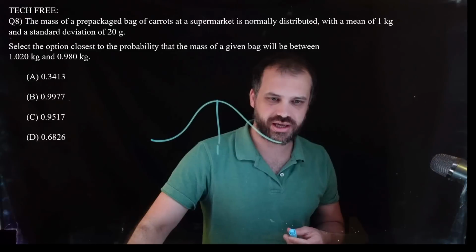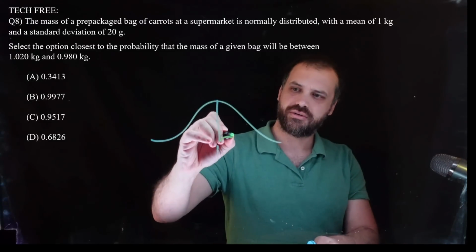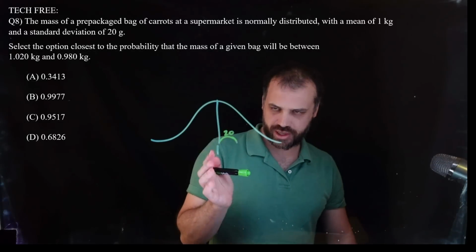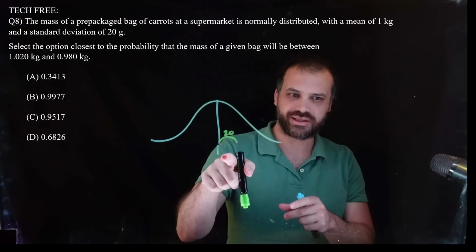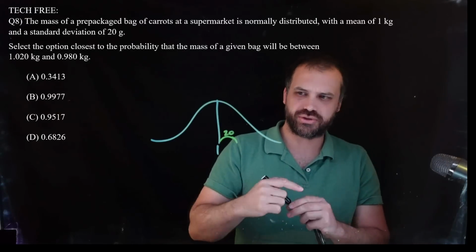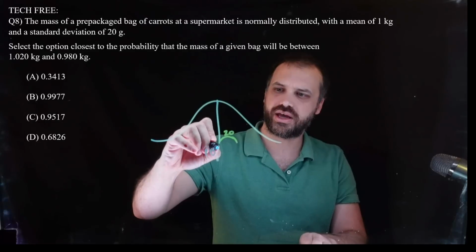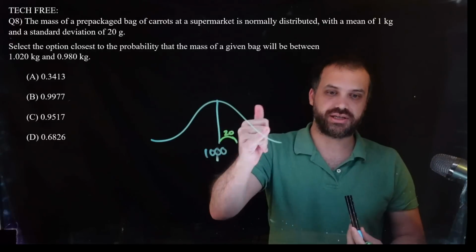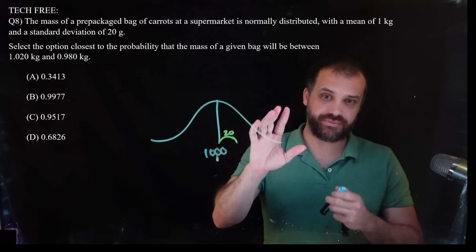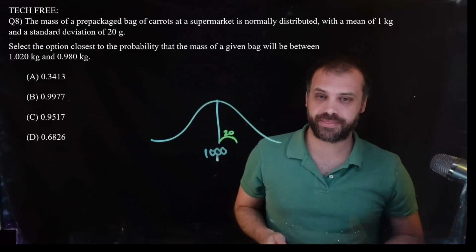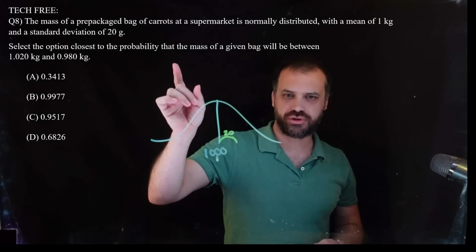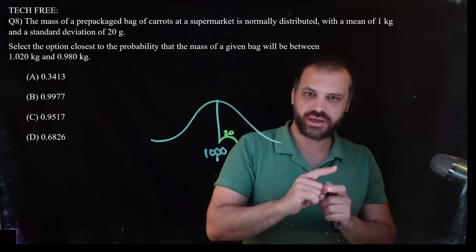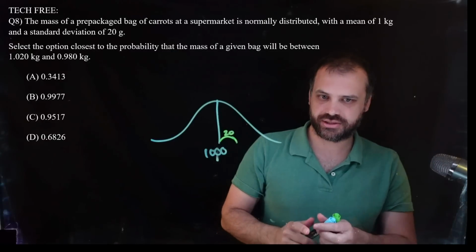Now I do something non-standard here. I don't know if other maths teachers do this, but I kind of write this 20 like this. Now the 20 is 20 grams, and this is 1 kilogram. So I've got to keep my units the same. So let's say 1,000 grams is our mean and 20 grams is our standard deviation. This is useful, especially for questions like this. Select the option closest to the probability that the mass of a given bag will be between 1.02 and 0.98.